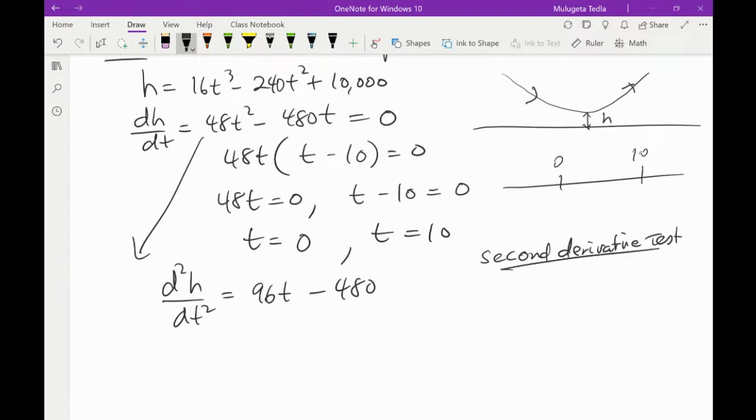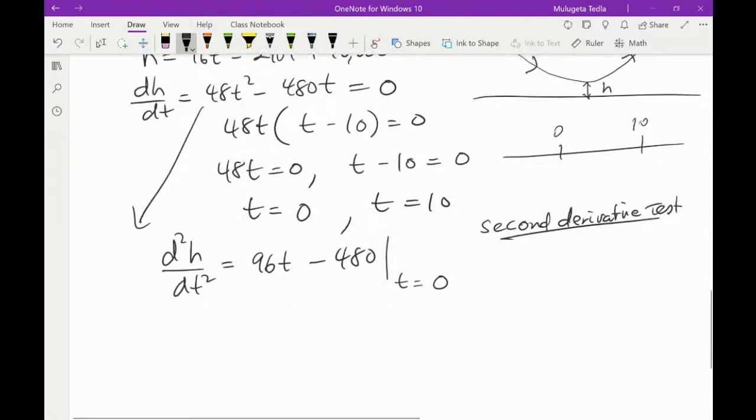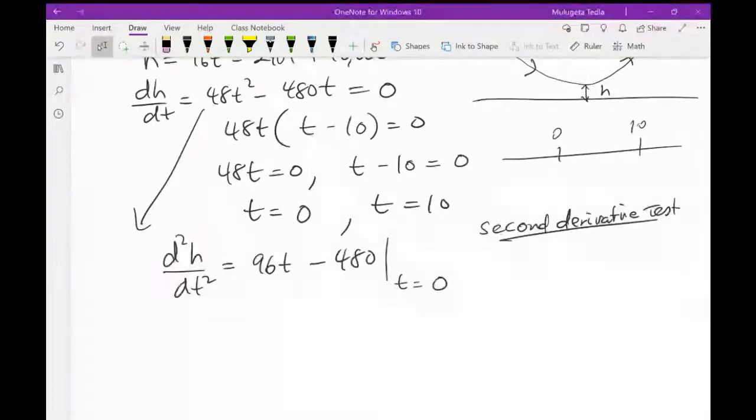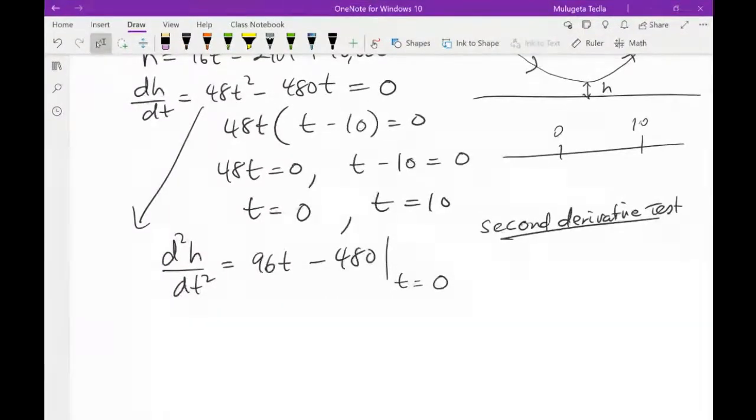The second derivative test states that if you plug your critical number into your second derivative and you get a negative, it's a maximum point. If it's positive, it's a minimum point. So if f double prime of a is less than 0, then a is a maximum. If f double prime of a is greater than 0, then a is a minimum. That's the secondary test.